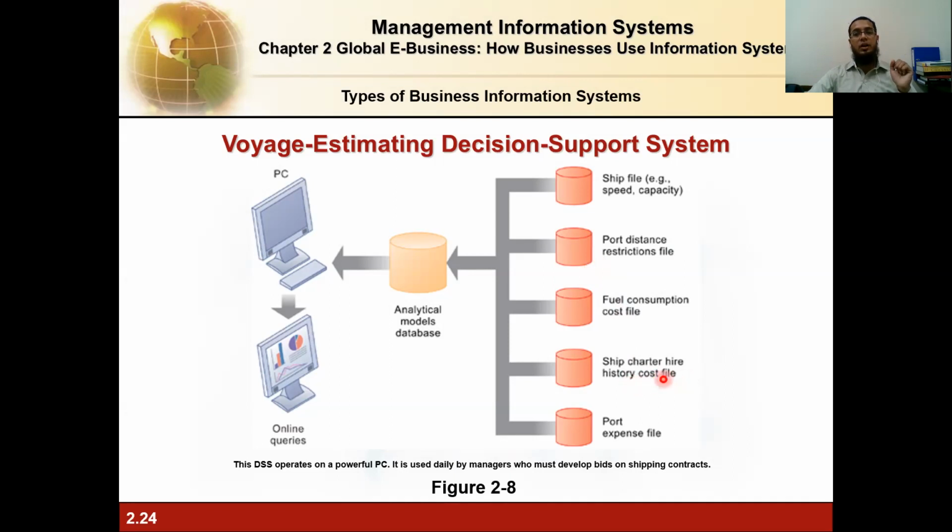Then the ship charter hire and history cost file, the port expenses file, and so on. All this goes to your AHP, where you have different models, and it gives you the best route and the minimized cost possible based on the current conditions. So this is a very beautiful and heart-touching case study, and you must check it.